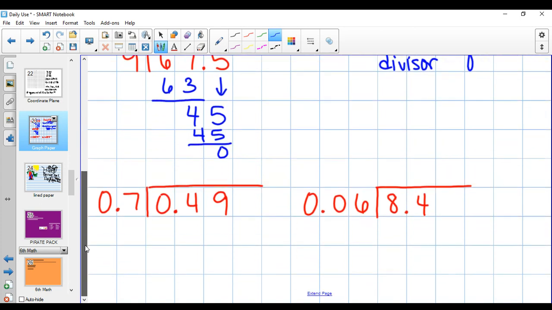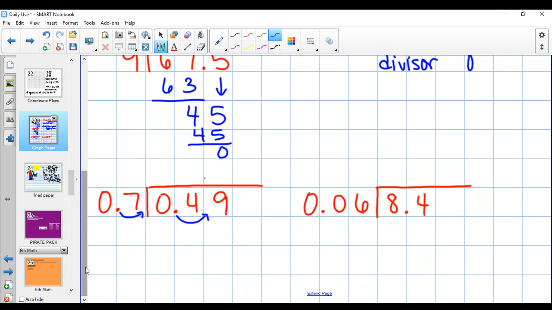Okay. Then we're going to do 2 more problems down here at the bottom. And on these problems, we're dividing a decimal number by another decimal number. We cannot leave a decimal number in the divisor. So the first step is, what do I have to do to move the decimal to make this a whole number? I move the decimal 1 place to the right. And so whatever I do on the outside, I also have to do on the inside. I'm going to move my decimal 1 place to the right.